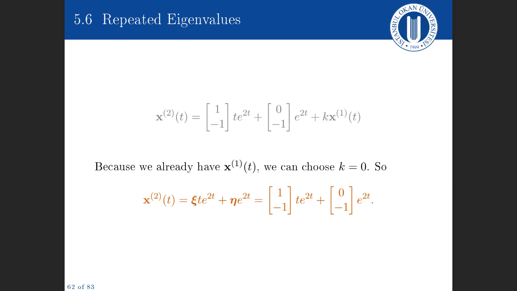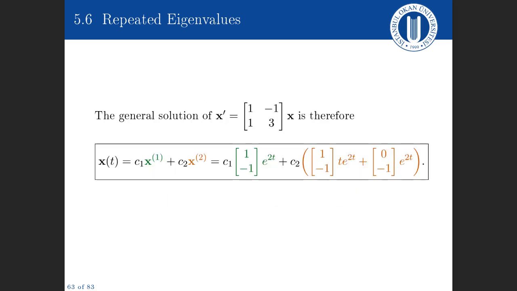So our second solution is going to be eigenvector t, e to the power eigenvalue t, plus this new extra vector, which in this example is (0, -1) e to the power 2t. And after we know our second solution, we can write down that the general solution of the differential equation is a linear combination of x1 and x2. I'll come back and I'll summarize this method later.